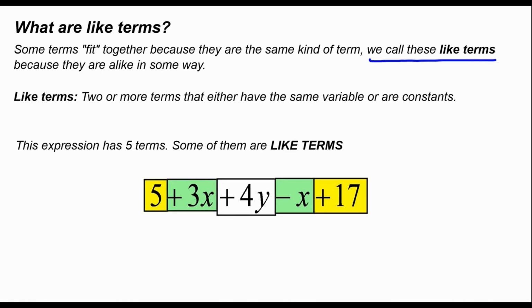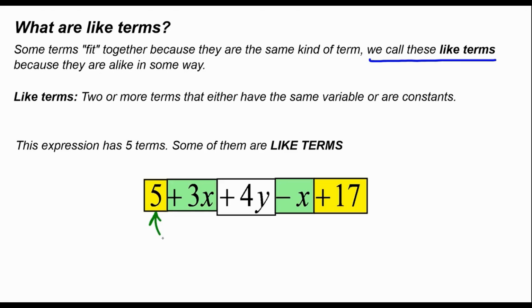So like terms are 2 or more terms that either have the same variable or they are constants. So all the terms that have the same variable are like terms, and all the terms that are constants are like terms with each other. So we're kind of putting the terms together in the groups that they belong in. So if we look at this expression here, I've already got it boxed up. 5 plus 3x plus 4y minus x plus 17. There are 5 terms in this expression, and some of them are like terms.